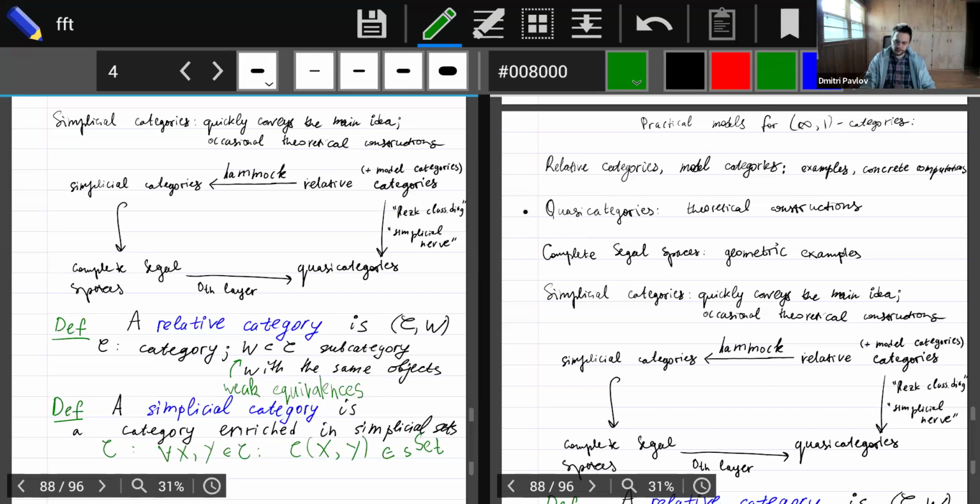The other two models, like I mentioned, are quasi-categories and complete Segal spaces, and the closely related Segal categories, which I didn't even bother to mention here. All of these will be explained when we need them. So for now, let me just mention that relative categories are basically the original example of infinity-one categories. It is particularly easy to give examples of relative categories. But also concrete computations are very easy to do, especially in the presence of a model structure. And that's why I also mentioned model categories in the same line.